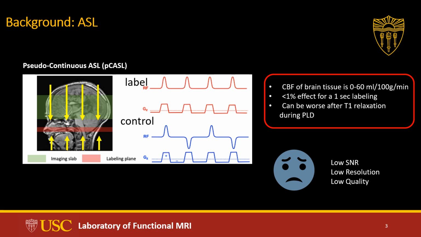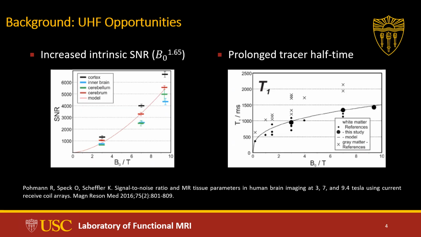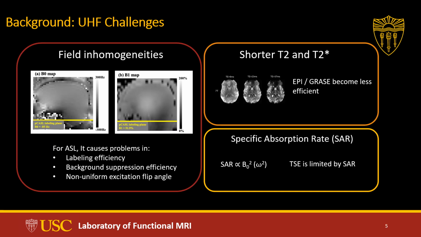ASL is a perfusion imaging technique well known for its non-invasiveness and low SNR. The typical imaging resolution is isotropic 3 mm. Luckily, at 7T, the dual benefits of intrinsic SNR and the prolonged T1 give us another chance to push the resolution of ASL. However, we are also facing the common challenges at high field, which makes it difficult to get a whole brain high resolution ASL imaging.